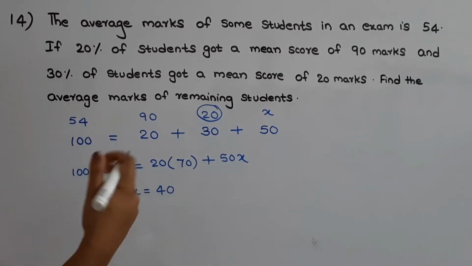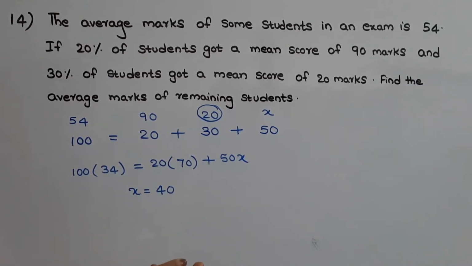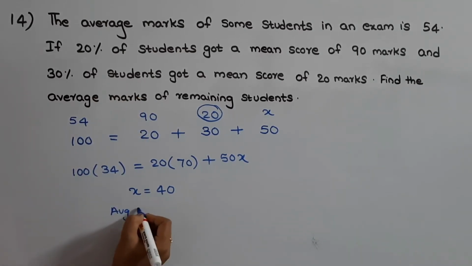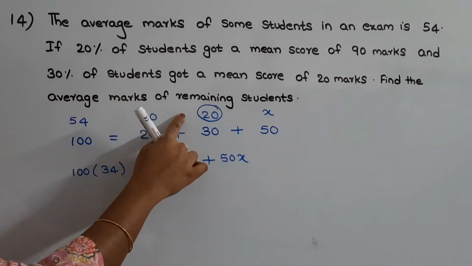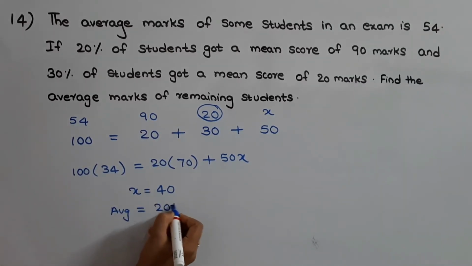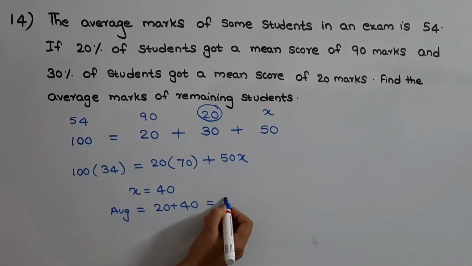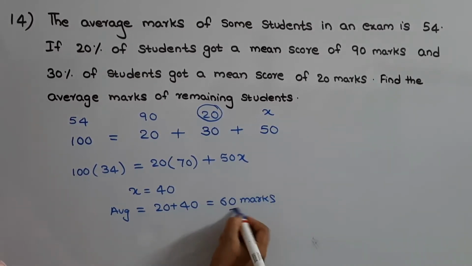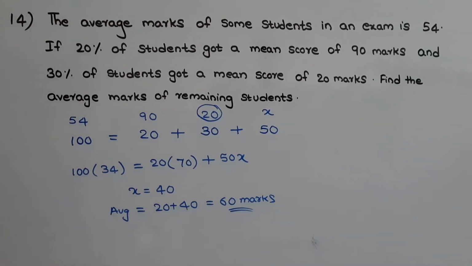So this is the increase in the average. So we need to find out the average marks of remaining students. So the average marks is equal to reference average plus increase in average. That is 20 plus 40. That is equal to 60. So this is the average marks of remaining students.